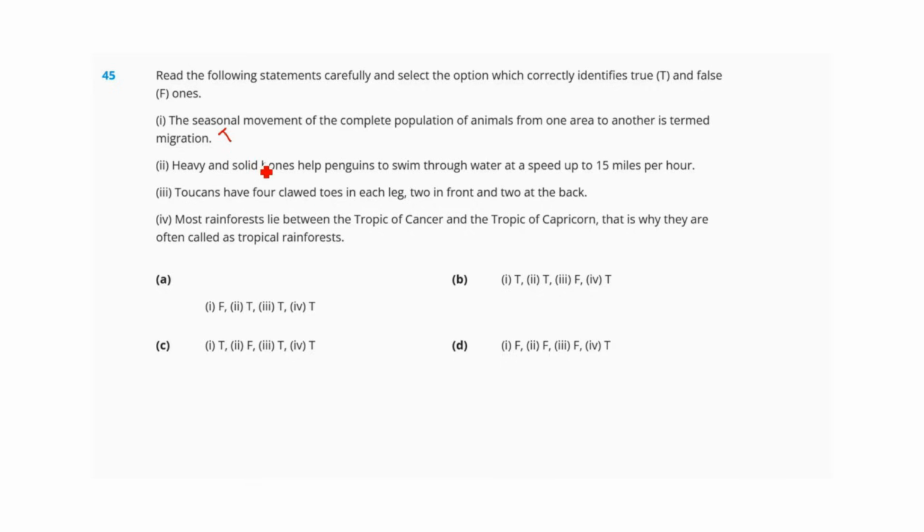Second statement: heavy and solid bones help penguins to swim through water at a speed up to 15 miles per hour. No. Penguins have a streamlined body that helps them to move through the water very fast, right? So this is a false statement. Number C, toucans have 4 clawed toes in each leg, 2 in front and 2 in back. This is true. Most rainforests lie in between the Tropic of Cancer and the Tropic of Capricorn. That is why they are often called the tropical rainforests. This is also a true statement. So our correct answer here is option number C.